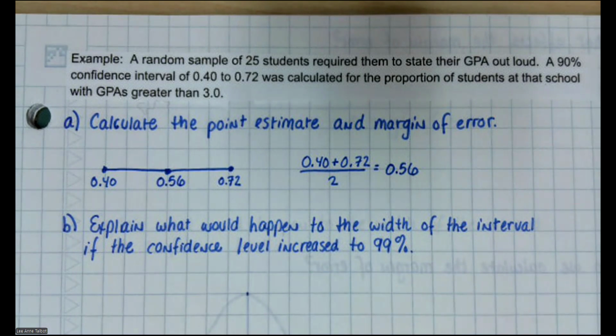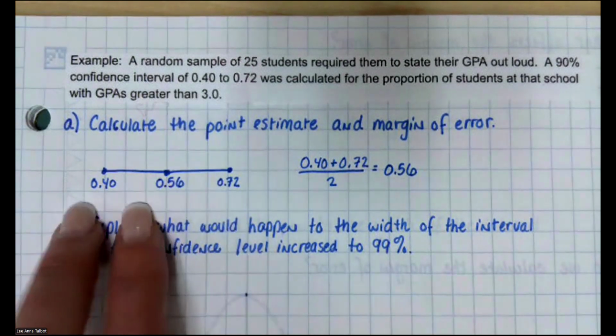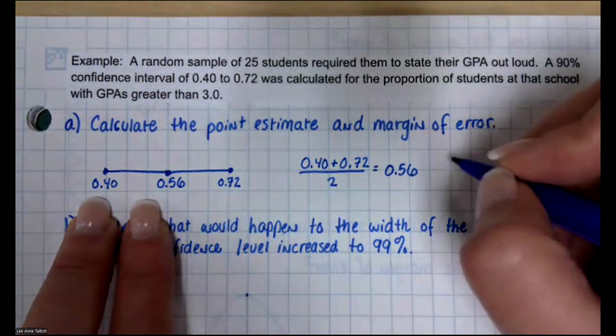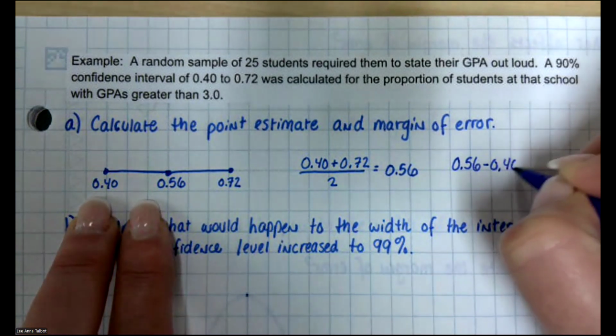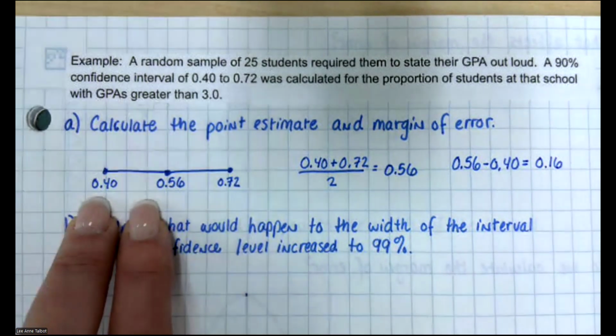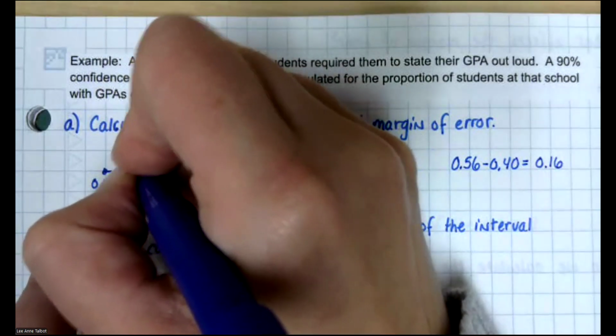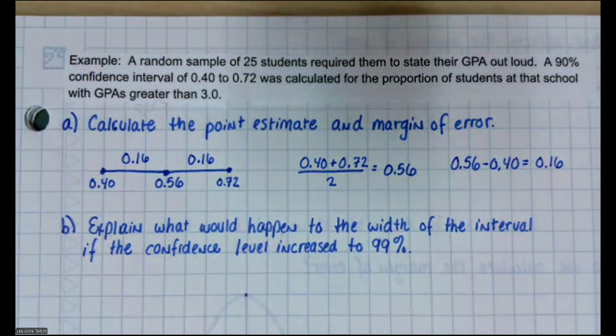Everybody good with my point estimate? Just found the middle. And then the margin of error is going to be the distance, but actually this one's easier. 0.56 minus 0.40 is 0.16. So the margin of error is 0.16.